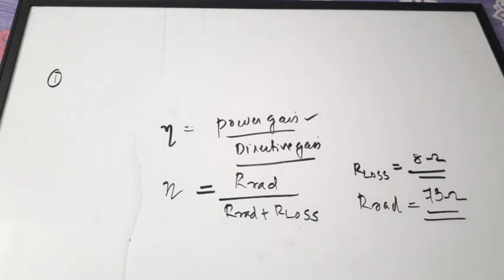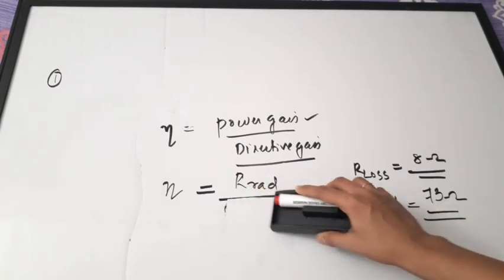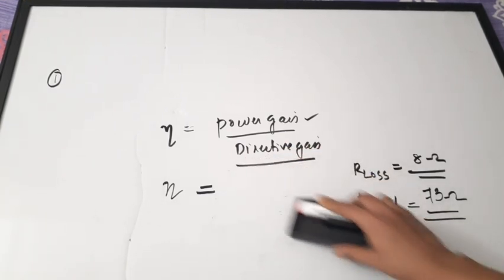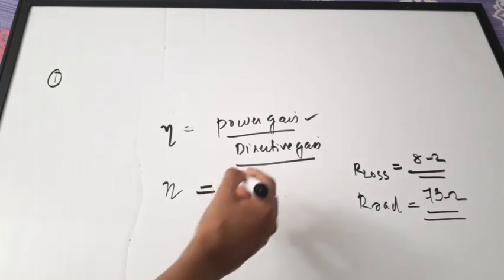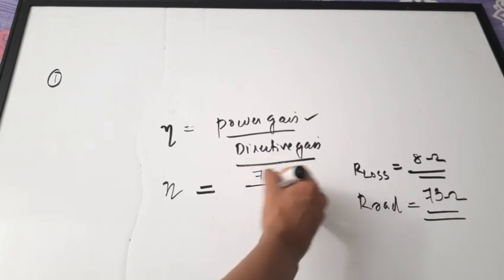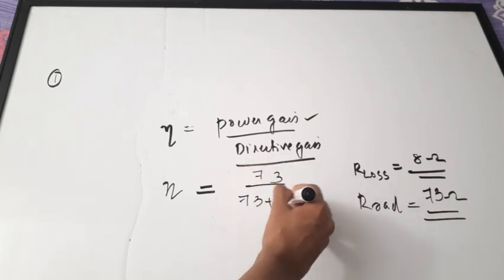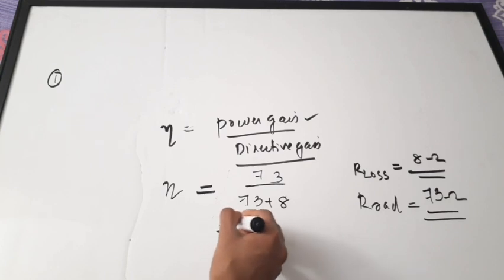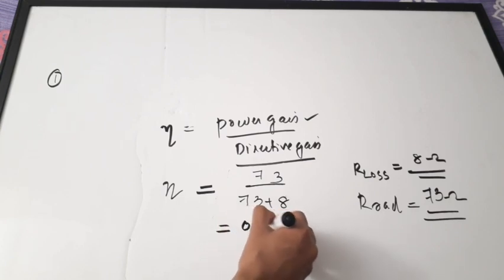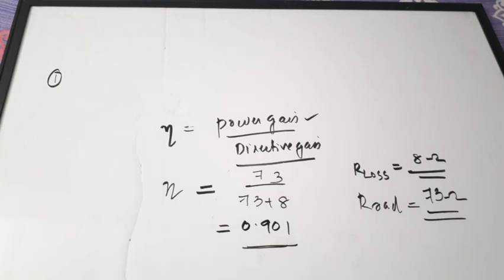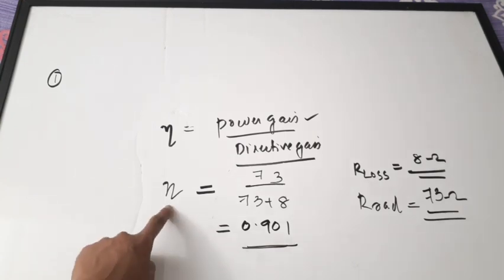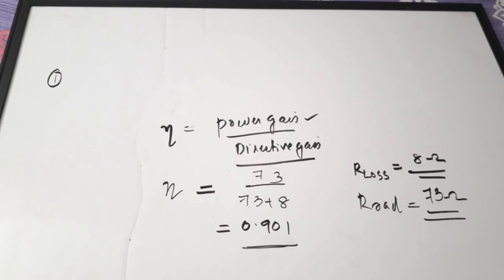So I'm going to substitute values of radiation resistance and loss resistance, given in ohms. Putting it here, 73 by 73 plus 8, and while solving you will get the efficiency as 0.901. Now I'm going to substitute this efficiency here and find the power gain. That is my idea.